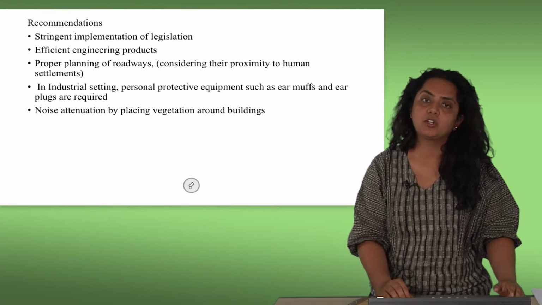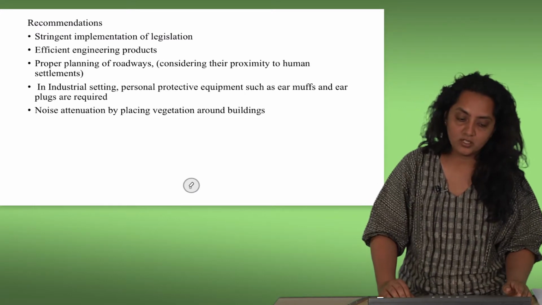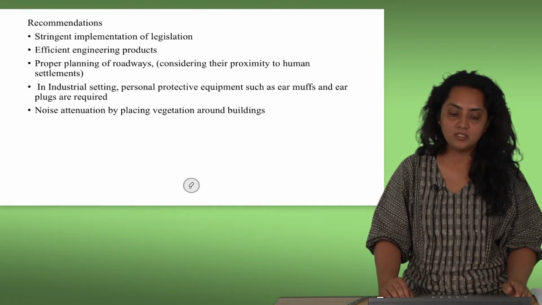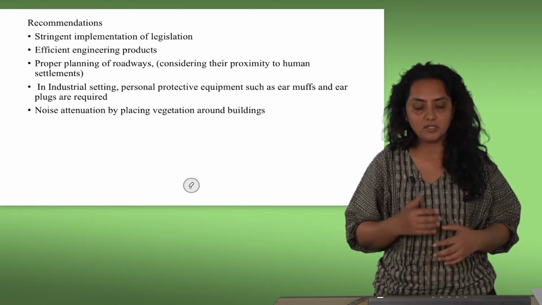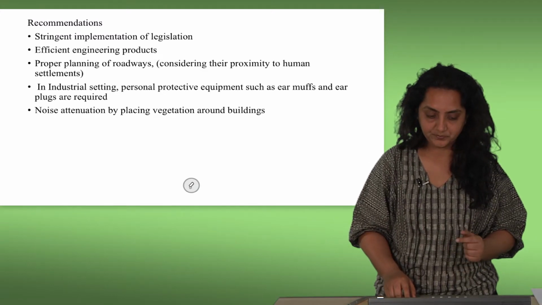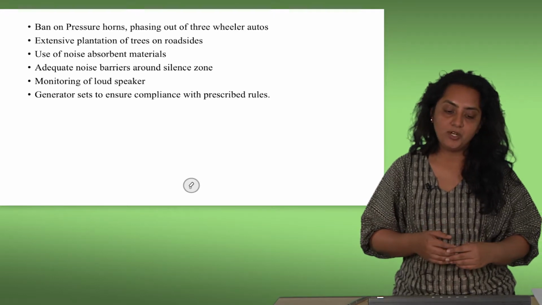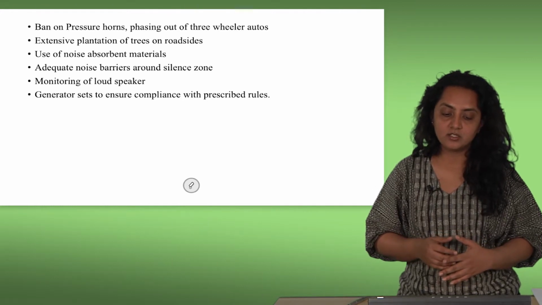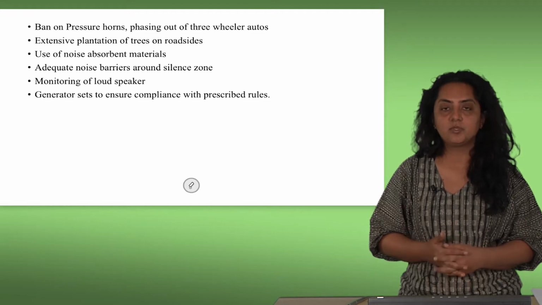Again, the recommendations for reducing noise pollution are stringent implementation of legislation, efficient engineering products, proper planning of roadways, that is considering their proximity to human settlements. In industrial settings, personal protective equipment, that is PPE, such as earmuffs and earplugs, are required. Noise attenuation by placing vegetation around buildings. Ban on pressure horns, phasing out of 3-wheeler autos, extensive plantation of trees on roadsides, use of noise absorbent materials, adequate noise barriers around silence zones, monitoring of loudspeakers and generator sets to ensure compliance with prescribed rules.